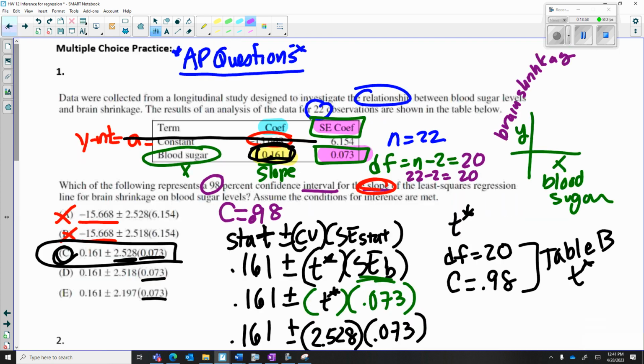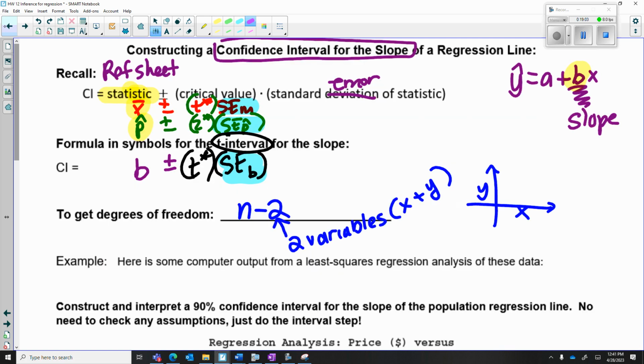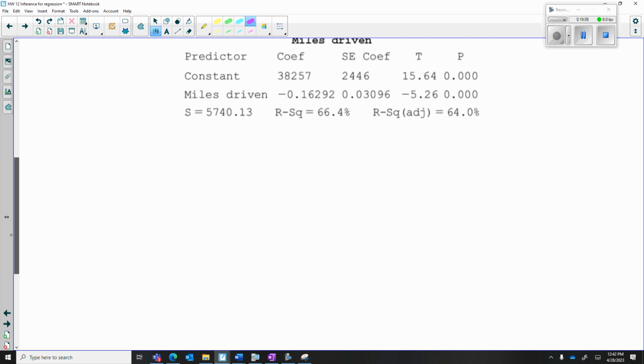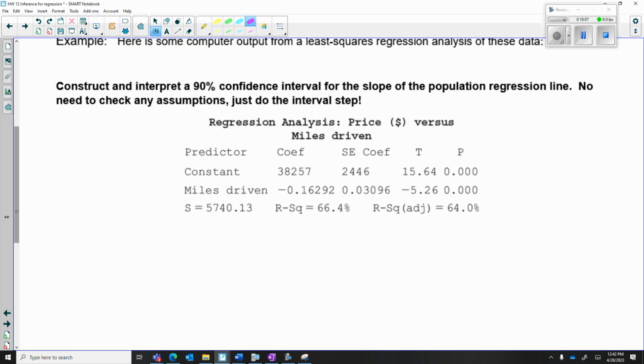In this last question here, there is no p-value next to it, but in the previous one, which I skipped over, I'm going to show you, there is a p-value here. This is the slope, the miles driven. This is the coefficient for the slope, lowercase b. This is the standard error of the slope. And then right here is the p-value, okay, which happened to be 0 in that question.